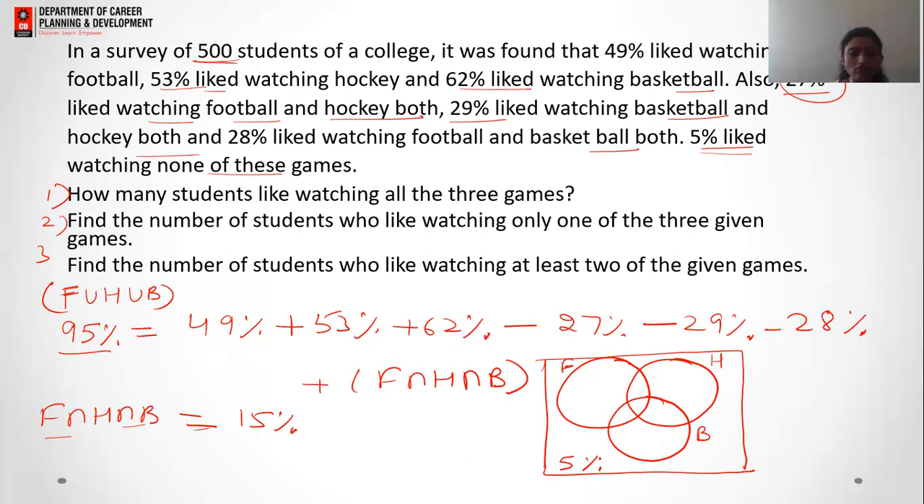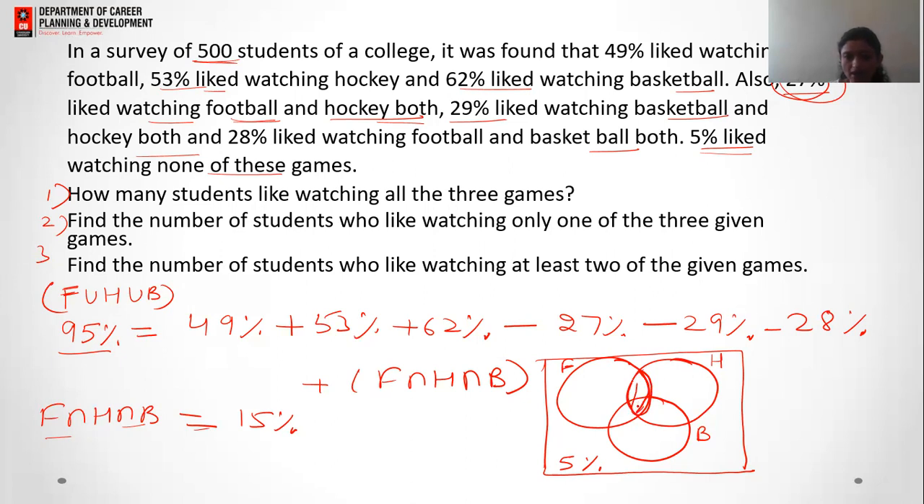49% watch football. And the intersection of this: 27% like watching football and hockey both, and 29% like watching basketball and hockey. So as 27% like watching football and hockey, this whole part is the common part of hockey and football.